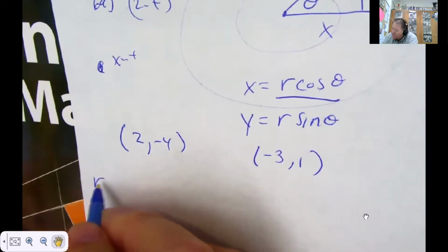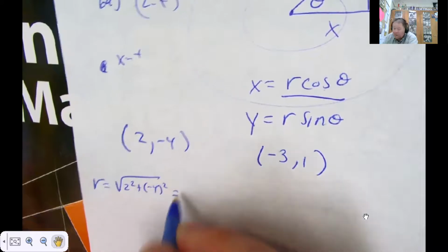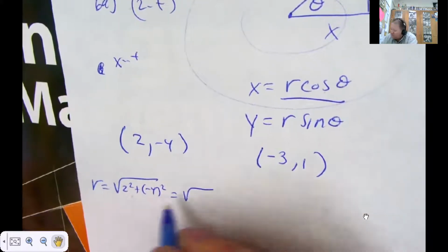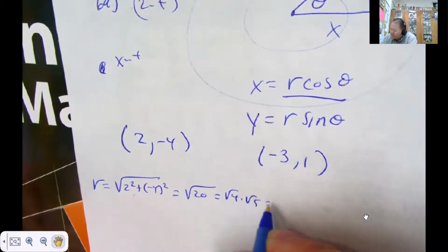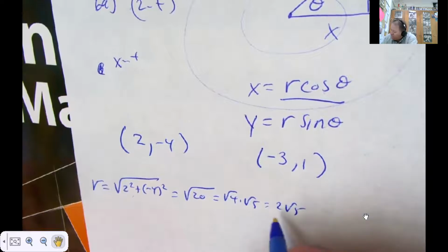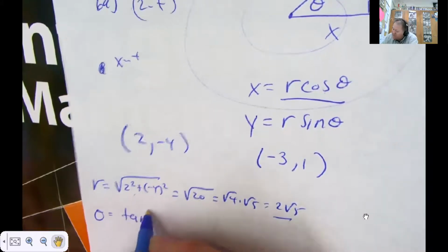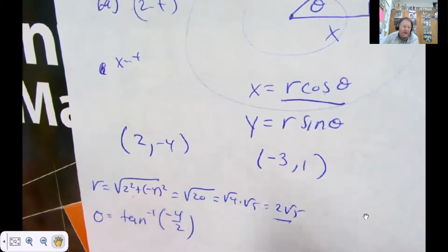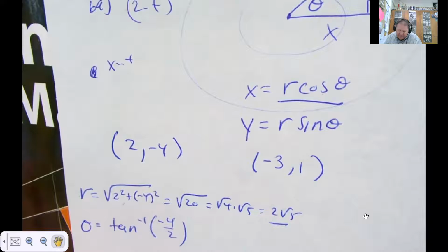Okay, so r would be the square root of 2 squared plus -4 squared, which would be equal to the square root of 4 plus 16, which is the square root of 20, which is the square root of 4 times the square root of 5, which is 2√5. So there's my r value, 2√5. Now, theta is going to be equal to the arctangent of y over x. Now, I don't know what that is because it's not a unit circle value. So I'm going to go ahead and get that on my calculator.